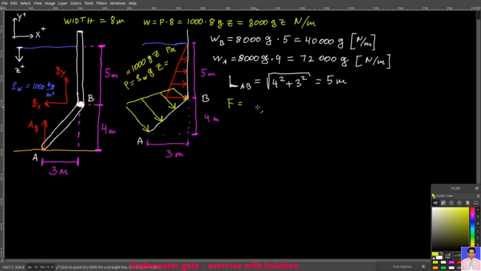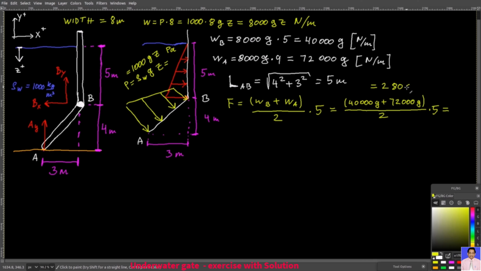And this force will be w B plus w A over 2, multiplied by 5. It's going to be 280,000 g newtons. So that's the total force that this gate experiences due to water pressure. Essentially what you have here is the area of the trapezoid.